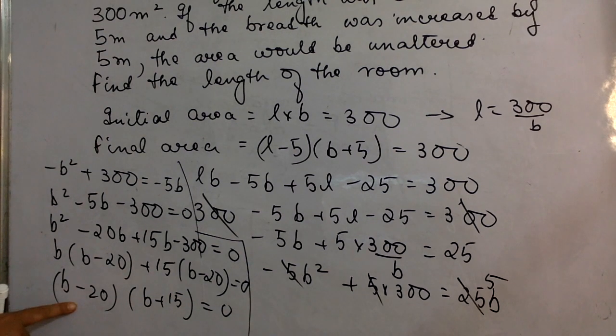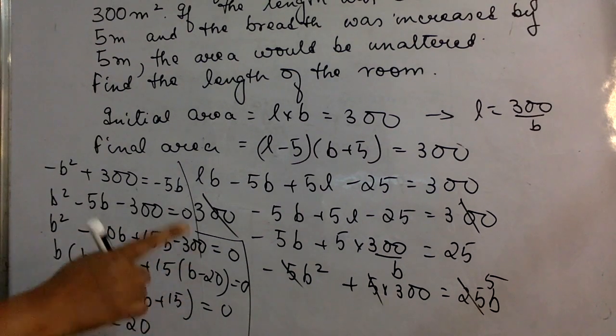So now B cannot be a negative number. So B is equal to 20. We can't take B is equal to minus 15. If we equate this to 0, we are going to get negative for B, which we cannot take. So B is equal to 20 is my answer.